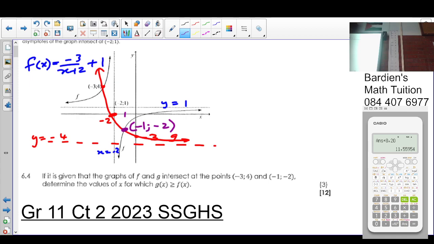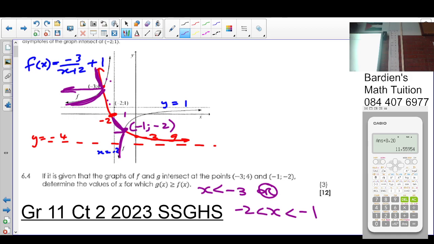So, what is g? G is the red graph, no? Is g above the f graph here? Yes. So in other words, x must be less than minus 3. Can you see that? Is g on top here? No. Is g on top here? Yes. So it's from negative 2 to negative 1. Can you see that, people? So in other words, x must be less than negative 3 or x must be greater than negative 2 but less than negative 1.